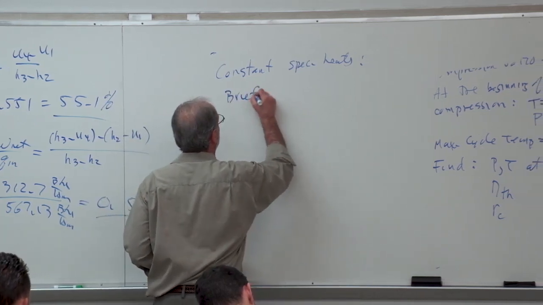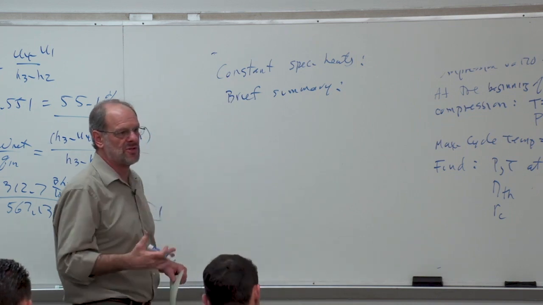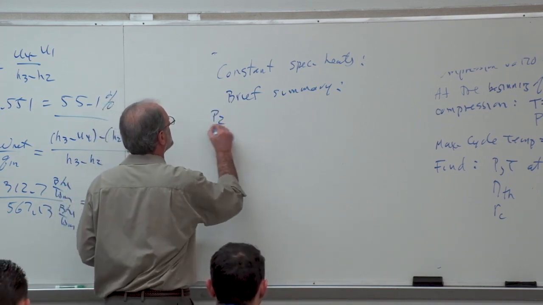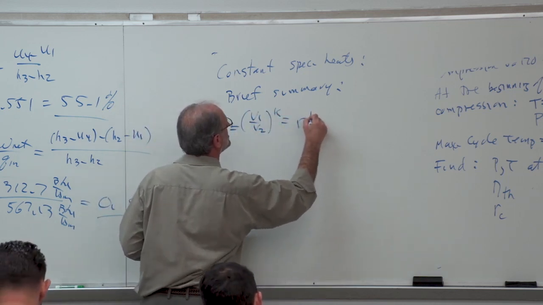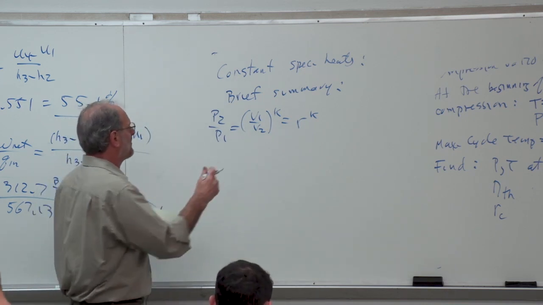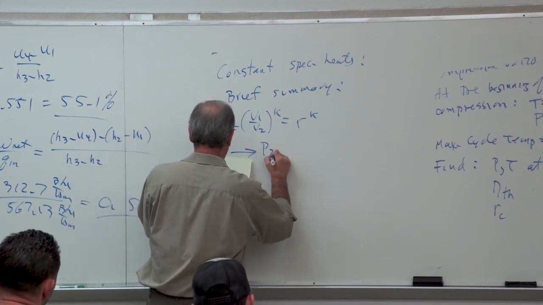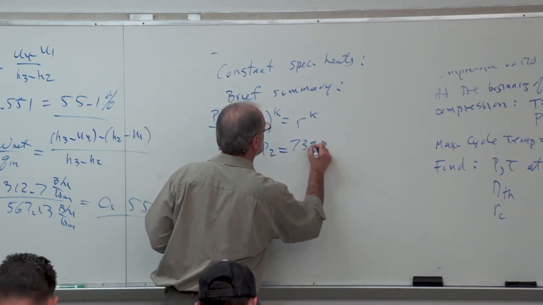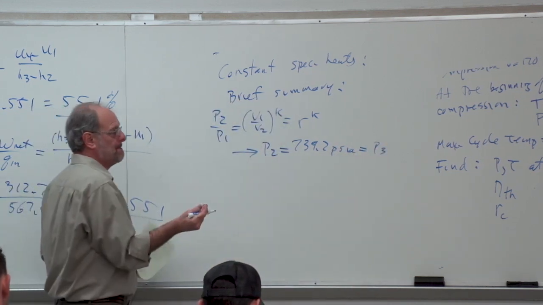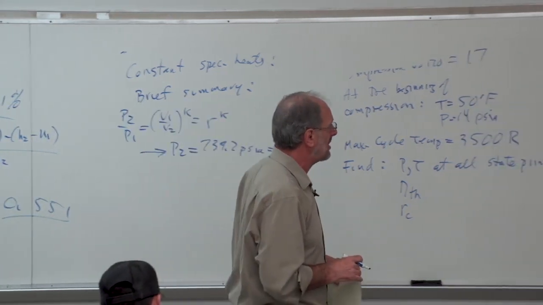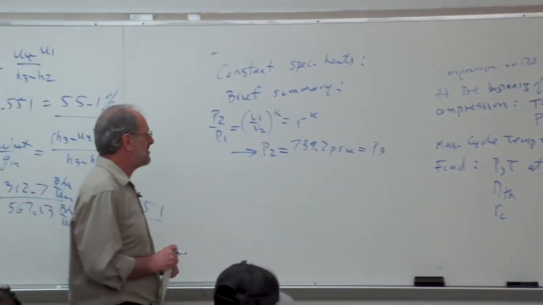Let me just call this a brief summary. The first process is going to be from 1 to 2. If we go through the isentropic compression process, we just use P2 over P1 equals V1 over V2 to the K, which is just R to the K, right? If we use this appropriately, again, I'm not going to go through any of the math at all. We would just find that P2 is 739.2 PSIA, which is going to equal P3. So certainly that number is in the same ballpark, but it is off by about 5% or so.